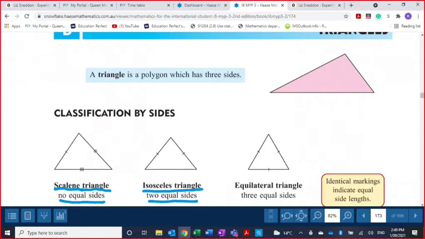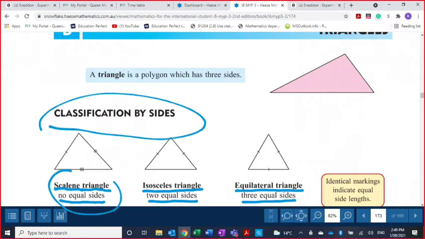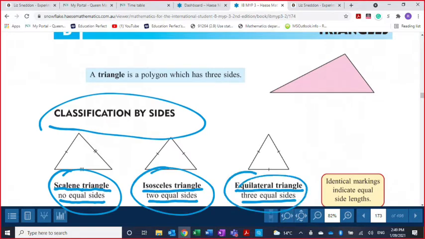And the last one is called equilateral. What that means is that all 3 sides are equal. So equilateral triangles have 3 equal sides. You need to make sure you remember that when you're classifying by sides, there are 3 different types of triangles that you're going to see. And we're going to work on several of these today.